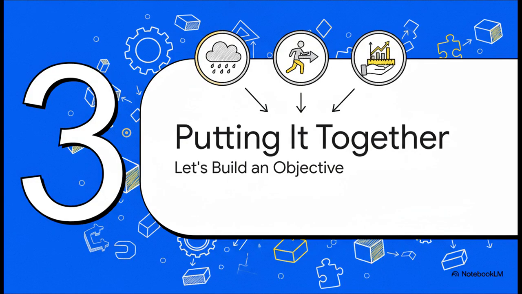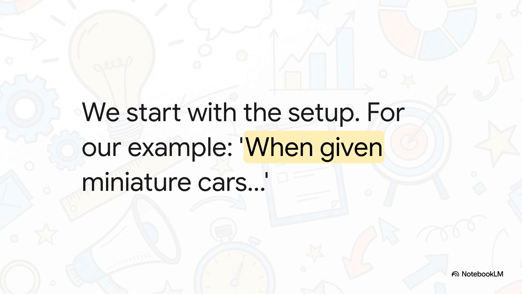Okay, so we've got our 3 ingredients: conditions, behavior, and degree. You ready? Let's actually put them all together now and build one of these objectives from the ground up. We're going to start with our conditions. We're setting the scene. What are we giving the child to work with? In this case, a bunch of miniature cars. So our objective kicks off with, when given miniature cars.